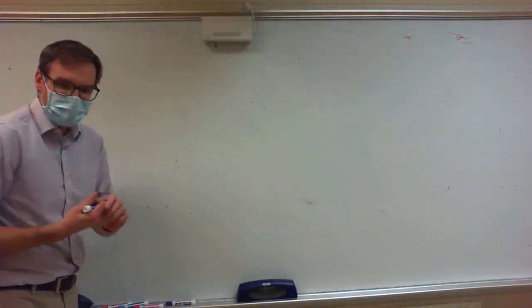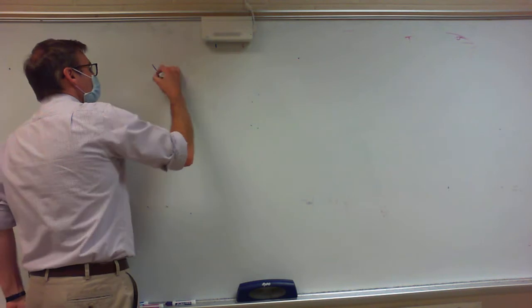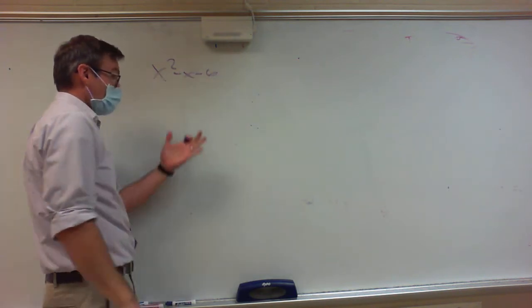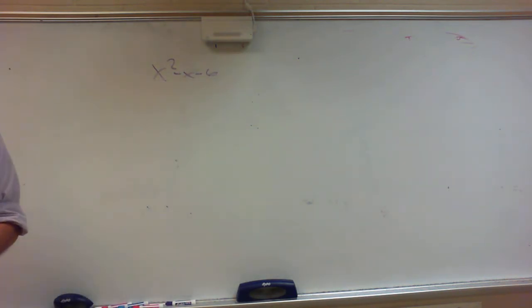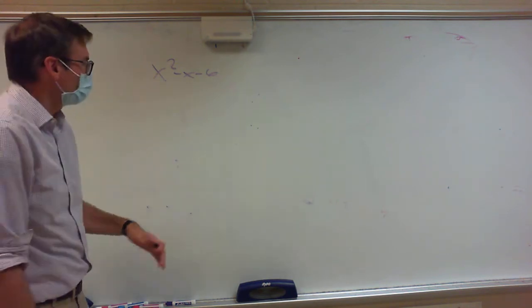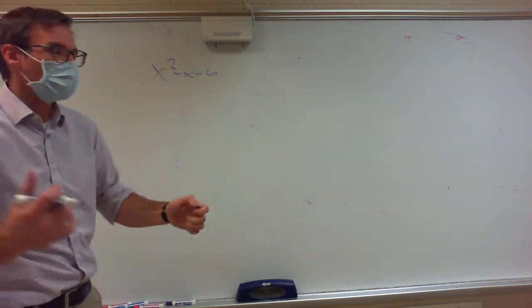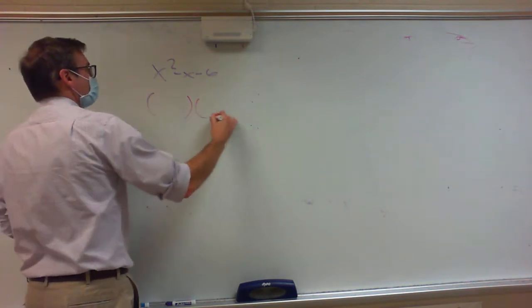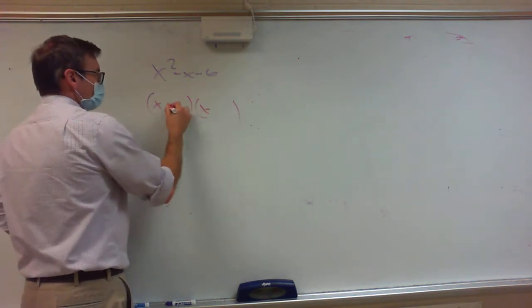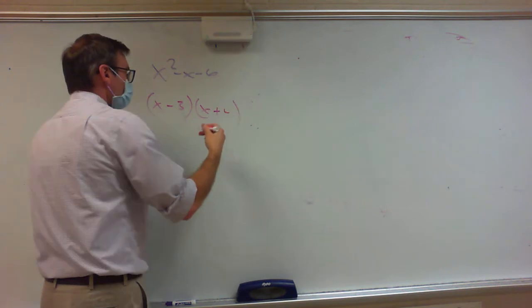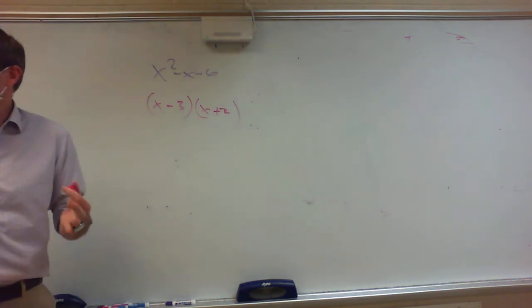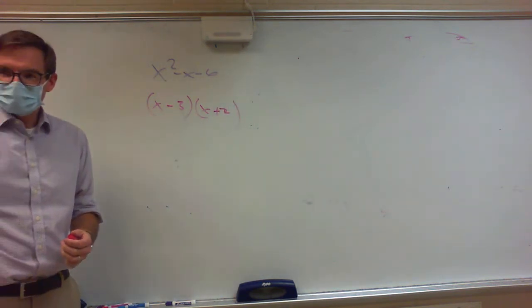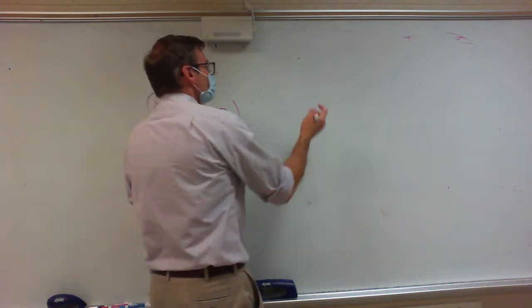So what I mean by factoring easy stuff is if I give you x squared minus x minus 6. That's easy to factor, right? It's a quadratic, and how you factor quadratics is we do two sets of parentheses, and it's nothing to it. It's (x minus 3)(x plus 2), and we're done, right? That's easy, right?